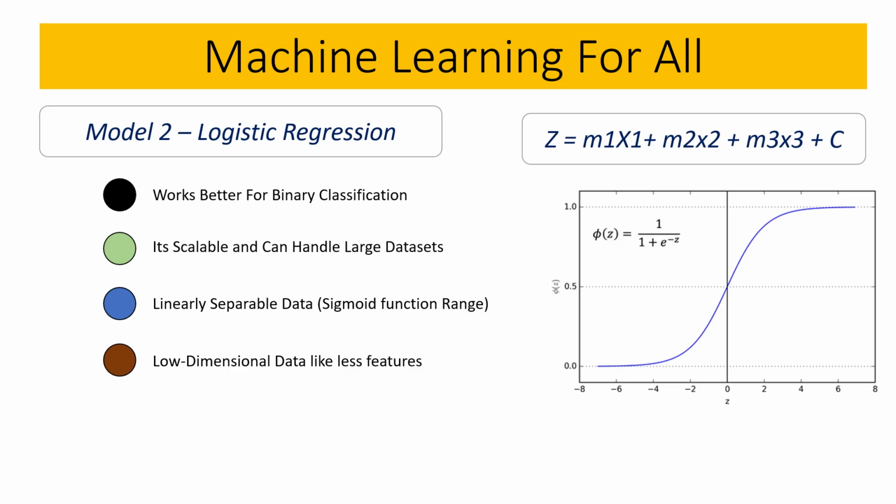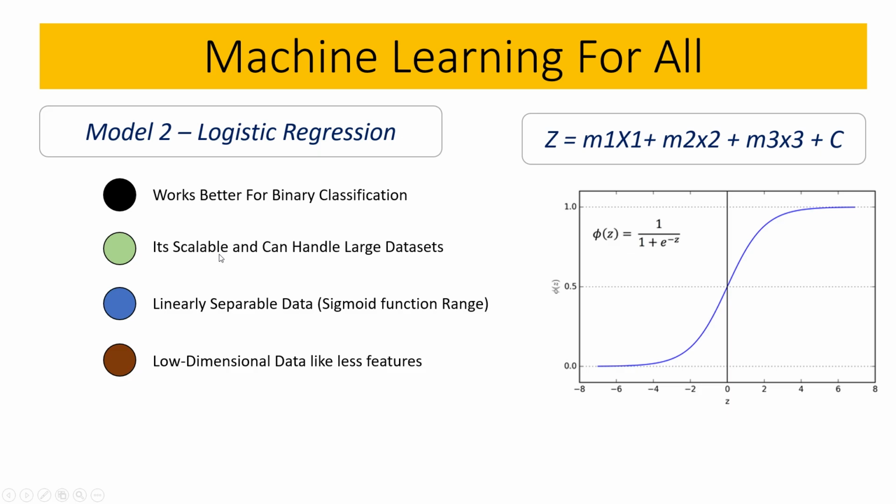Logistic regression works better for binary classification, where the answer is yes or no. If you want to classify based on some parameter whether this guy has diabetes or not, or whether this guy has cancer or not, if you want to identify those two binary classes, yes or no, then logistic regression will perform much better because it is designed for this.